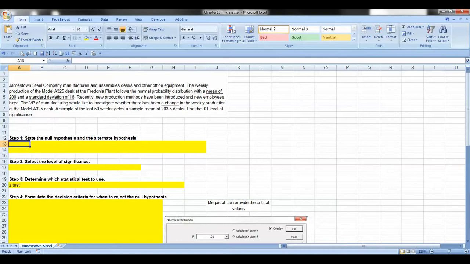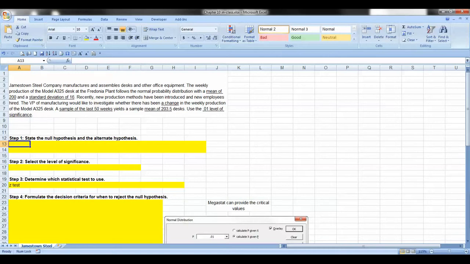We also see the underlined portion that there has been a change in the weekly production of the Model A325 desk. A sample of the last 50 weeks and a sample mean of 203.5. So the change, it's not saying has there been an increase or a decrease in the weekly production, which would indicate a one-tailed test. It just says change, so that indicates a two-tailed test that we're going to do.